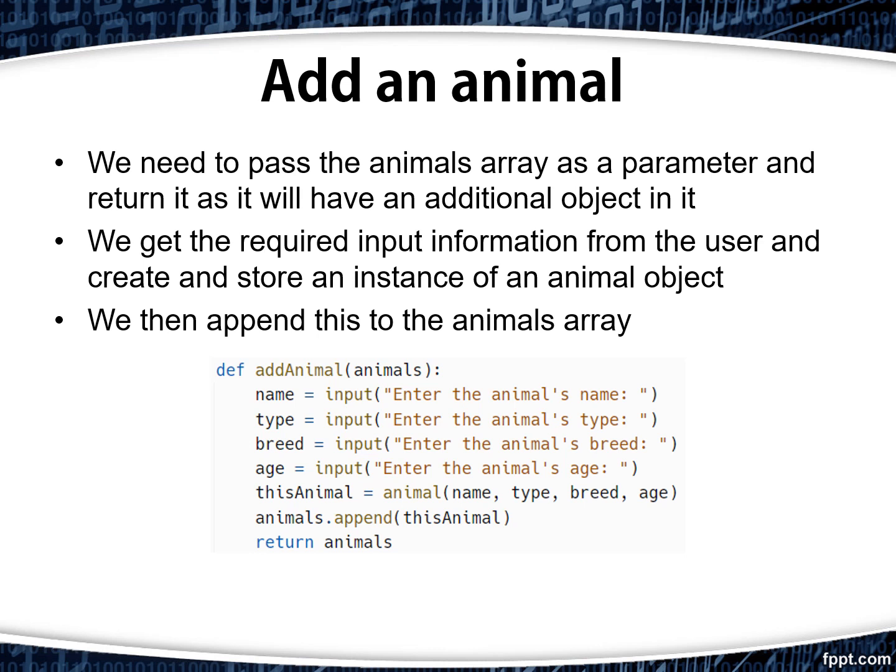A small but important note to make is that where I've used this_animal as the local variable name in order to store our instance of an animal, you couldn't use animal for this purpose because it would get confused with our class name animal.